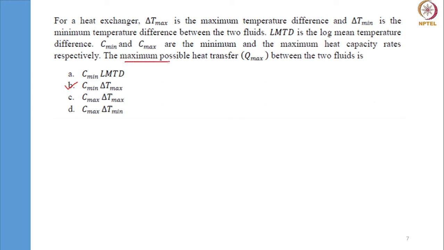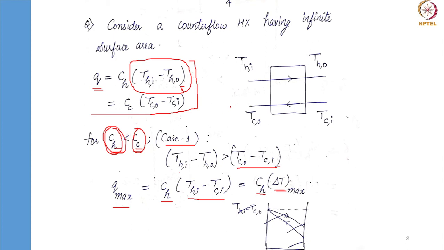This definition is going to be extensively used while we define heat exchanger effectiveness. So the denominator term is going to be Q max for a particular heat exchanger. I wanted to show you these examples. So the maximum heat transfer that is possible between two fluids in a heat exchanger is C min into delta T max, irrespective of the configuration. Are there any questions here?